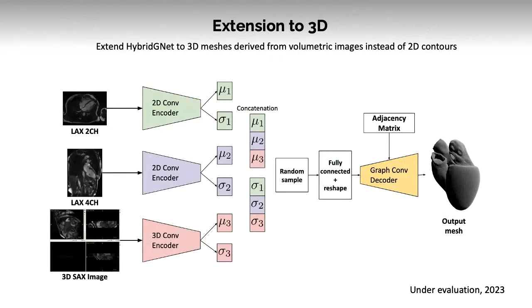And then, since we are going from images to graphs, this graph can be a 2D contour, but it can also be a 3D mesh. So we are now extending this method, and this is something we just submitted for evaluation, to volume to surface meshes. So now instead of going from 2D images to contours, we go from 3D images to graphs that represent the surface. And basically the same kind of architecture can be used here. It's just that you will be predicting a 3D graph at the end of the day.